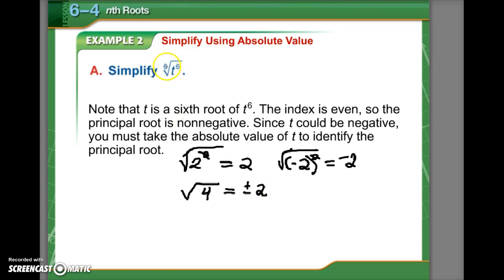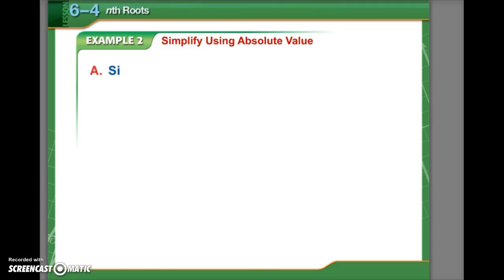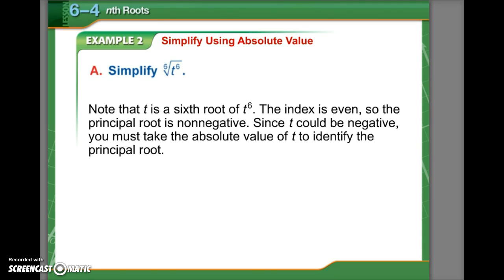So what they're saying here is when you don't know the value of this number, when it's just a variable, you're not sure if it's the plus answer or if it's the minus answer. But if you throw an absolute value around it, the absolute value of positive 2 and the absolute value of negative 2 is still just the number 2. So the concept here is whenever you have a variable and you're doing a root that's an even root, just throw an absolute value around your final answer. So here our answer is just the absolute value of t.